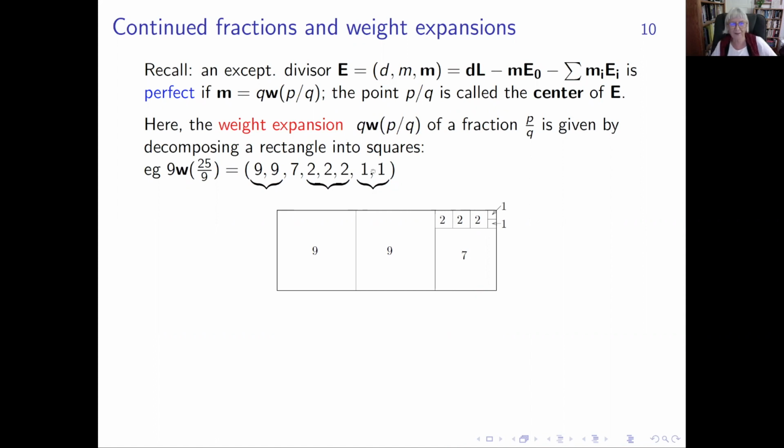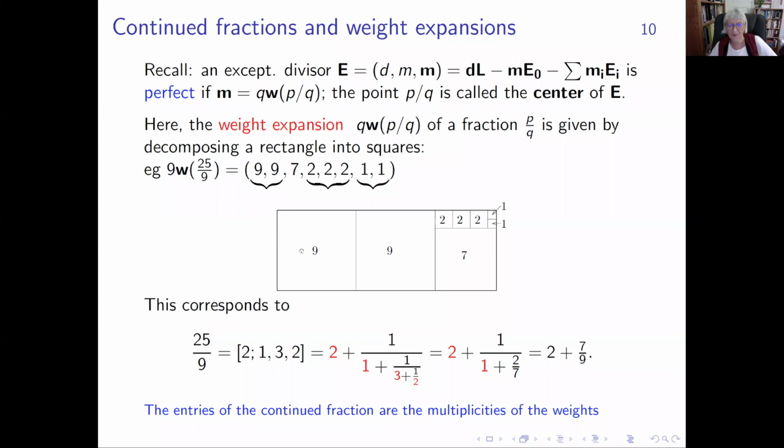And to relate that to the continued fractions, the continued fraction you write like this: 2, 1, 3, 2, and that means 2 plus 1 over 1 plus 1 over 3 plus 1 over 2. It's this continued fraction here. And the point is that the numbers you put in here are the multiplicities of the weight. So you've got 2 9s, so that gives you a 2, 1 7, 3 2s, and 2 1s. And then you can check that this number really does represent 25 over 9, and this is a completely general fact. Okay, so this looks neither here nor there, but it turns out to be very important.